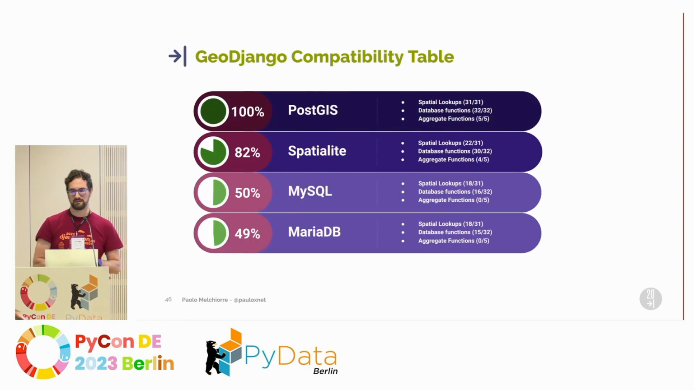In this chart, I've synthesized the compatibility table of the open source geographic backends supported by GeoDjango. In the GeoDjango documentation, there are 3 of these tables. As you can see, PostGIS is the only geographic backend that supports 100% of all the features. So it's a better choice for us.